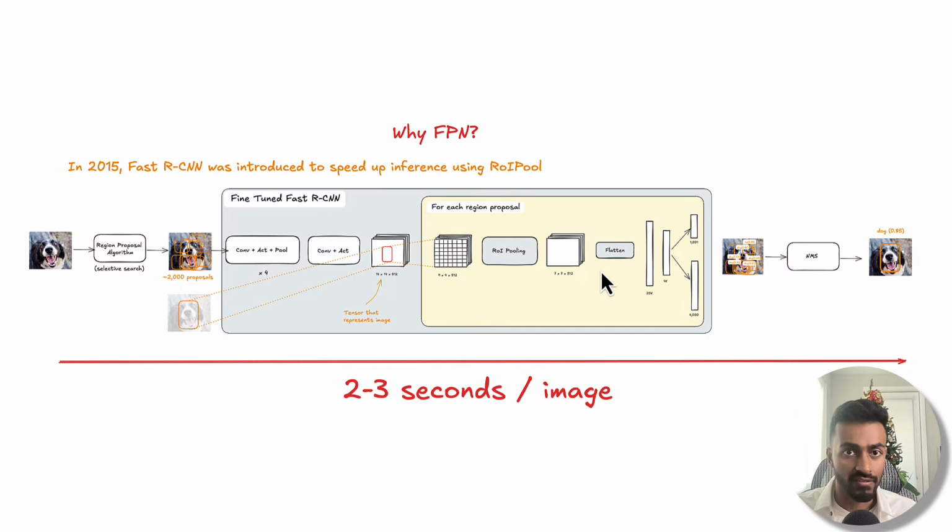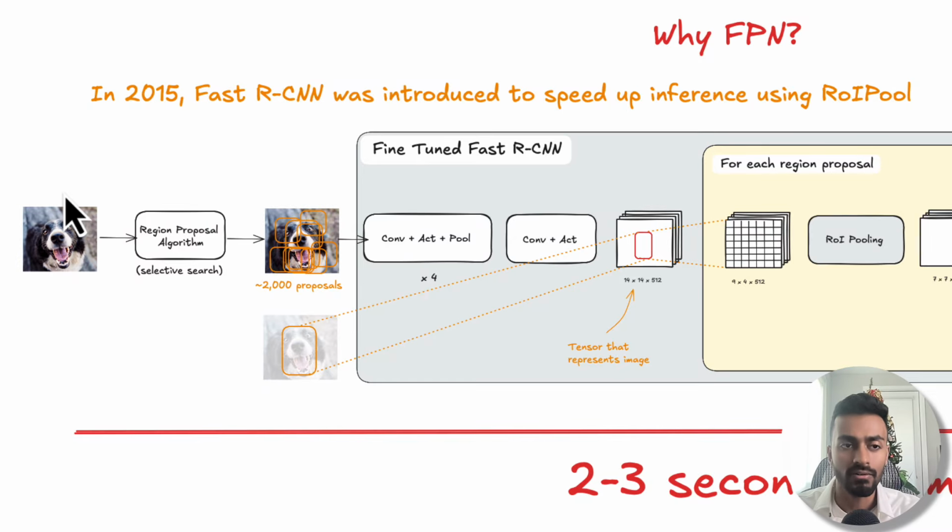Well, in 2015, Fast R-CNN was introduced to get rid of that warping phase. So what happened was we take an image and generate region proposals, like how we did previously, with selective search or some algorithm. Then what we would do is transform this image into a fixed size tensor.